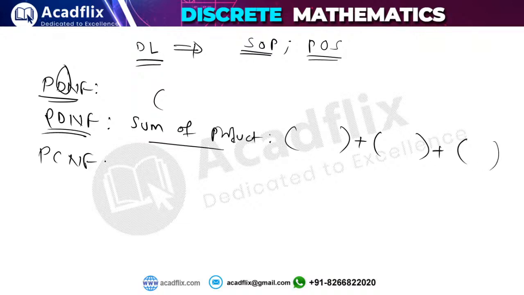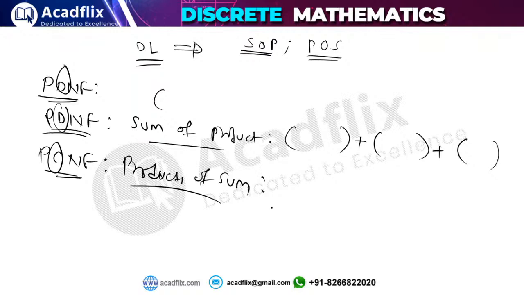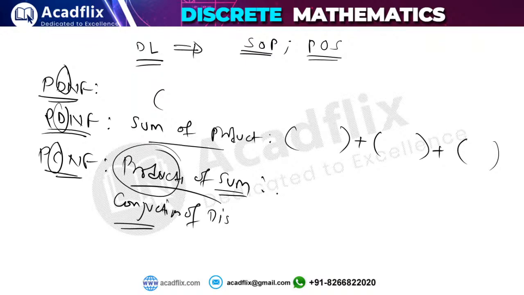Another we have PCNF. What is this? This is conjunction of disjunction. Remember, this is disjunction of conjunction, this is conjunction of disjunction. So I can write like this: product of sum. Product means conjunction. I told you this product word we use in Boolean algebra. In propositional logic we use the word conjunction. This sum word we use in Boolean algebra. In propositional logic we use the word disjunction. So I can say conjunction of disjunction.